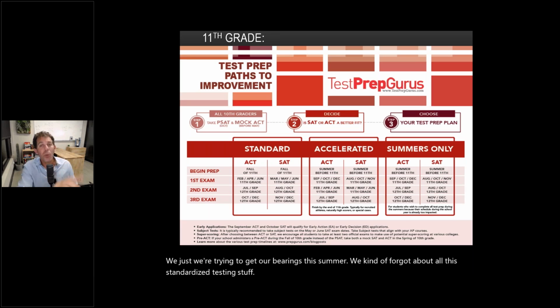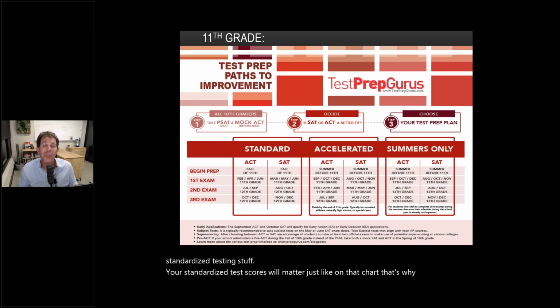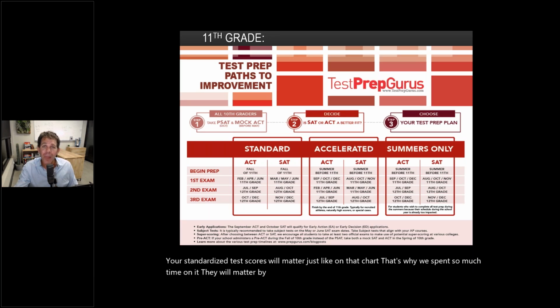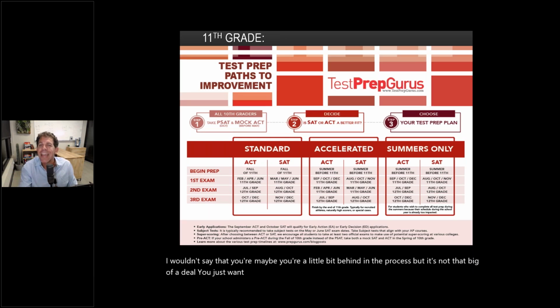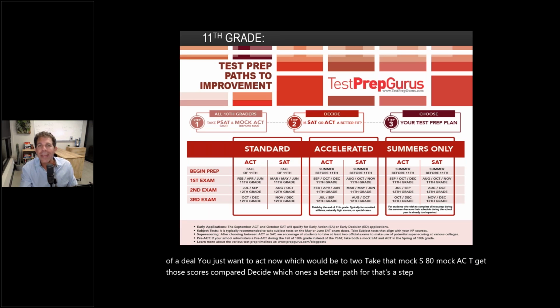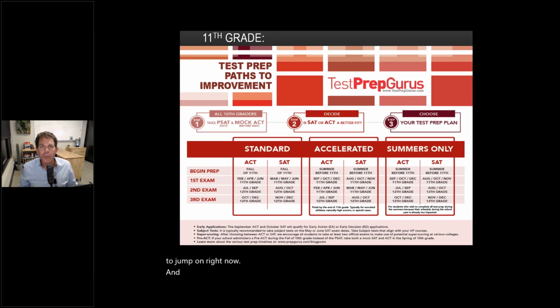Your standardized test scores will matter, just like on that chart. That's why we spent so much time on it. They will matter by the time you're applying to colleges as a senior. And so we do want to take this process seriously. I wouldn't say that maybe you're a little bit behind in the process, but it's not that big of a deal. You just want to act now, which would be to take that mock SAT, mock ACT, get those scores compared, decide which one's a better path for you. That's a step you'd want to jump on right now. And again, we'll do that for free for anybody, and just to make sure everybody has the tools they need to succeed in this process at CDM.